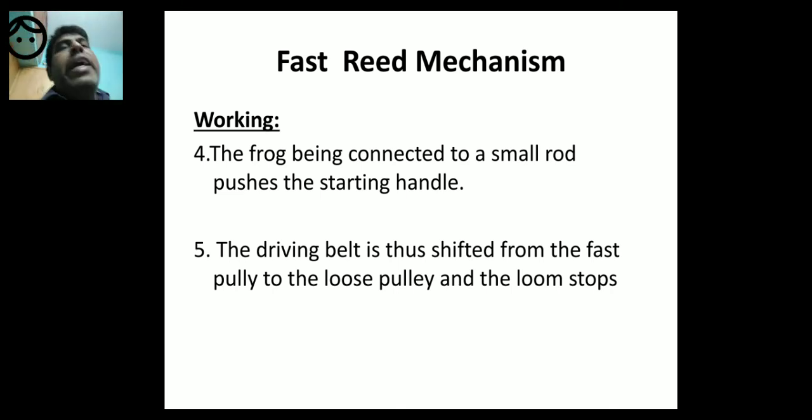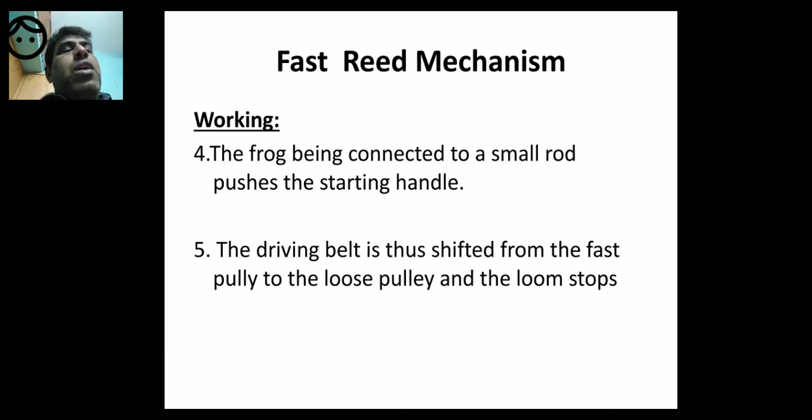But this dagger will go into the frog and hit the frog, thereby pushing the small rod, and that pushes the starting handle, and the starting handle moves from on position to off position. By moving this way from on position to off position, the loom will come to a stop. So how will it stop?